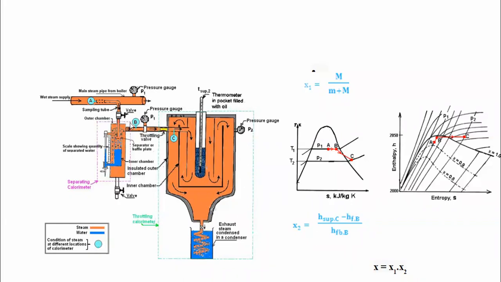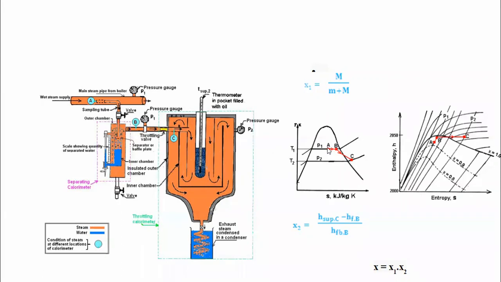So A to B is the process of separation. This happens at constant pressure. There is no pressure drop in this. But in the separation, you are removing certain moisture, so the steam becomes relatively more dry.